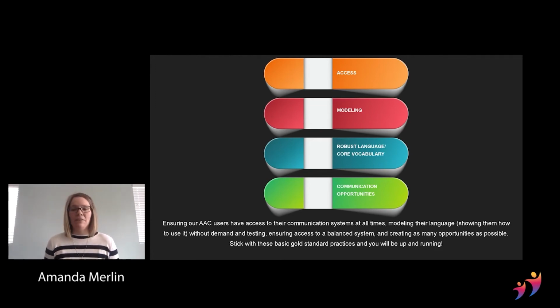We need to make sure that there's a robust language system that includes core vocabulary. And we want to make sure that we are providing as many opportunities for communication and as much exposure to language throughout the day as possible. Most AAC users need 200 opportunities to use it every day in order to become fluent AAC users.